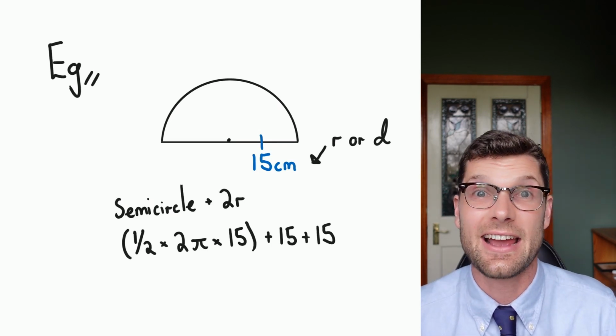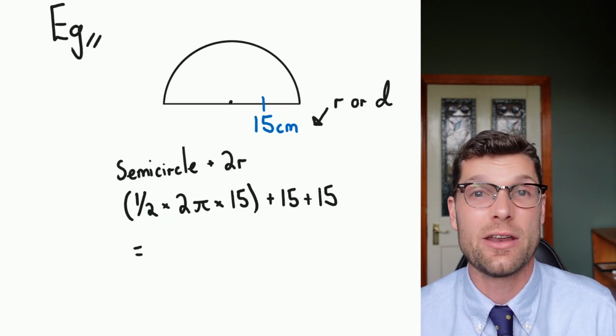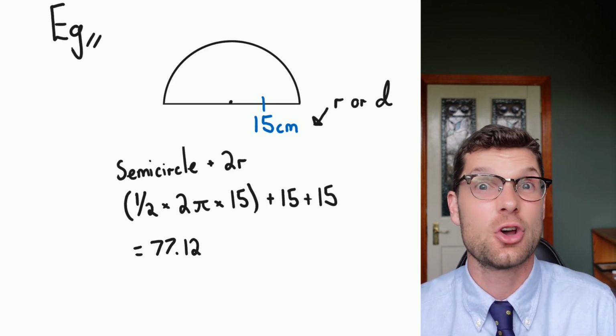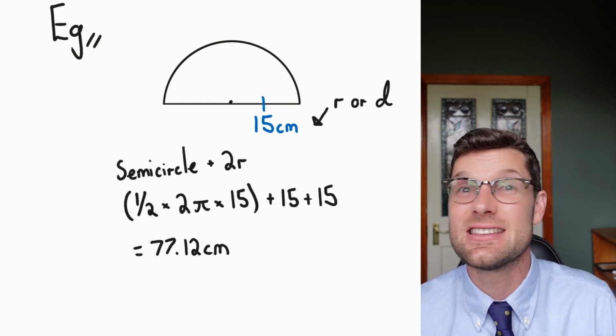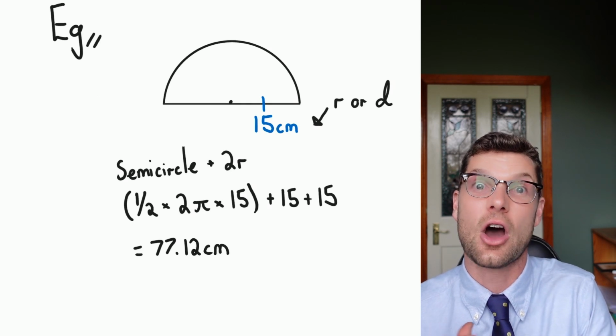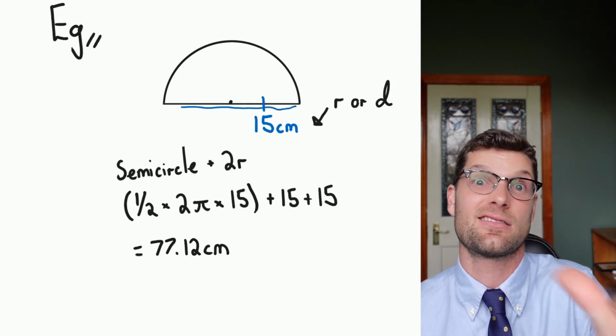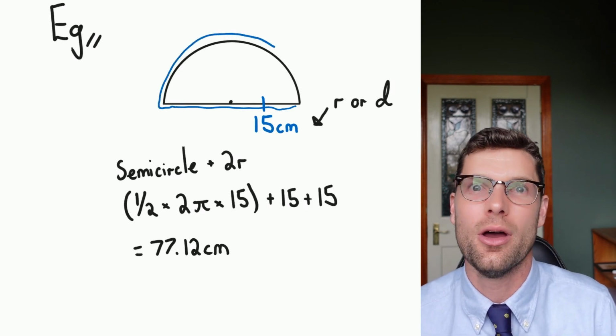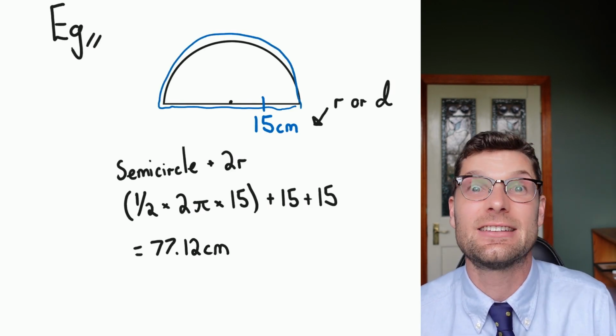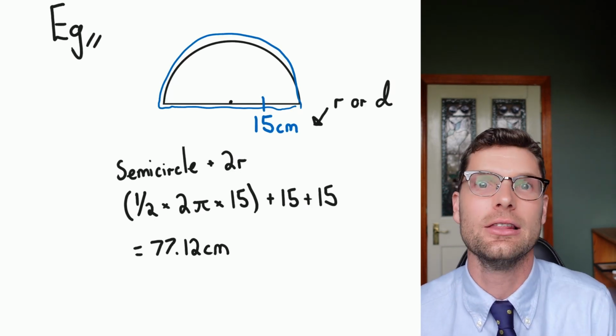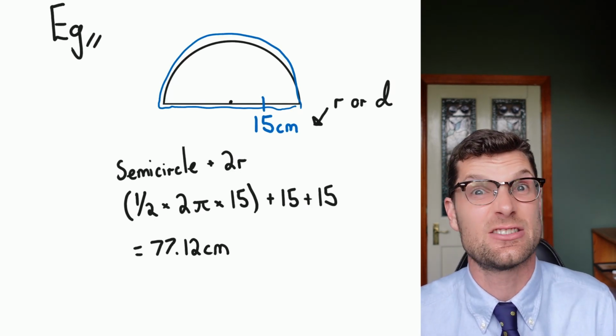So if you throw that into your calculator, you get the answer of 77.12 centimeters, remembering to always put our units in. This is actually a really good answer because we know that the diameter, or that horizontal bit, was going to take us 30, and then it's a further distance to get home. So we know that the answer is going to be 30 plus a little bit more than 30. So 77 is a really good answer.